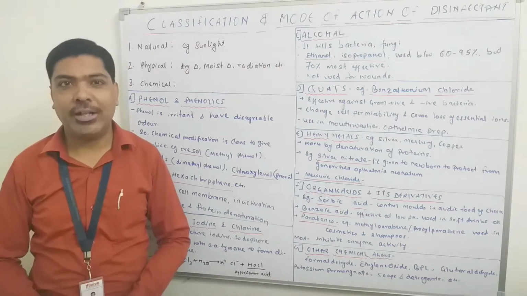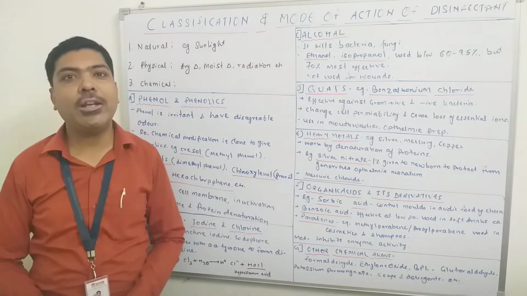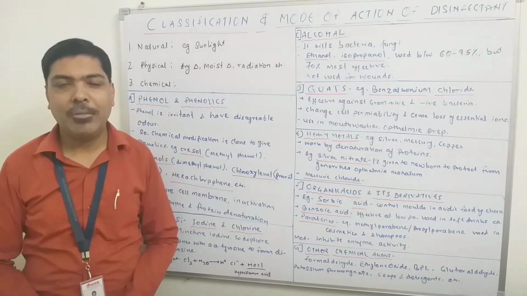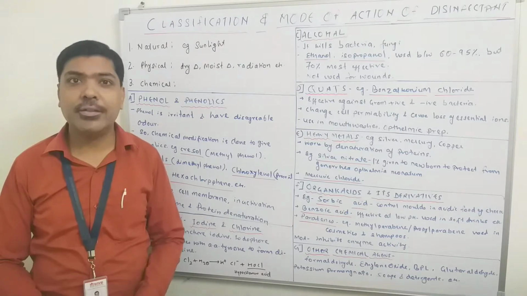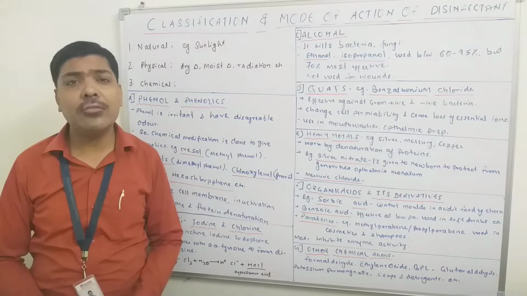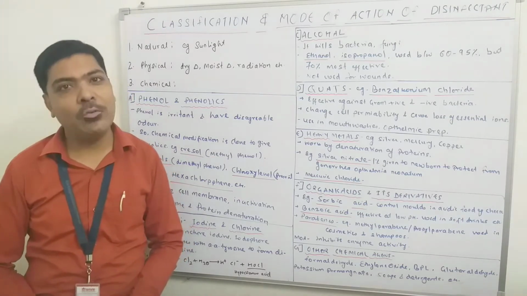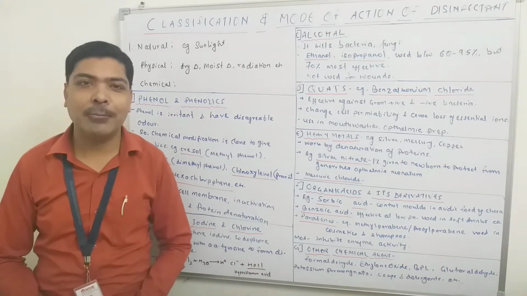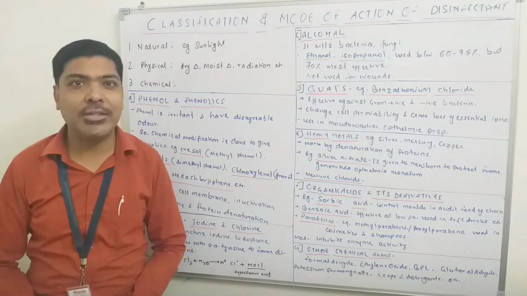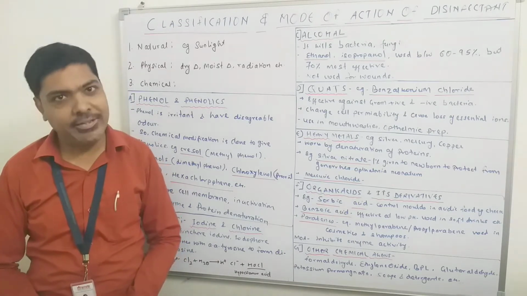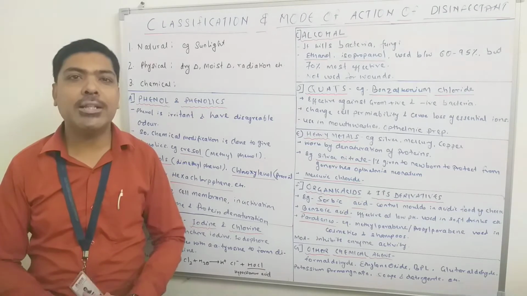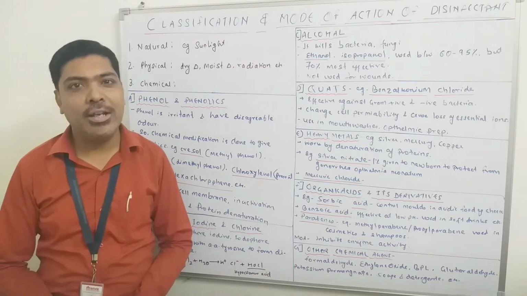So in today's video lecture, we'll discuss the classification and mode of action of various classes of disinfectant. In the last class, we discussed the disinfection process, and we said that disinfection is the process of removal of pathogenic microorganisms from any inanimate object. One more term closely associated with disinfectant is antiseptic, which also deals with the removal of pathogenic microorganisms, but especially from animate or living objects.